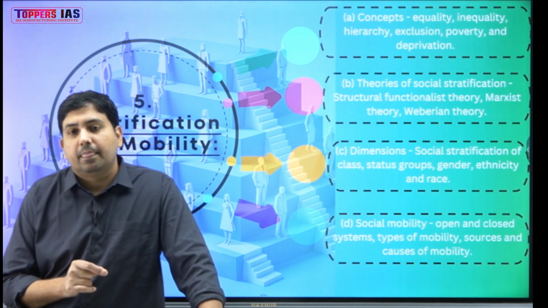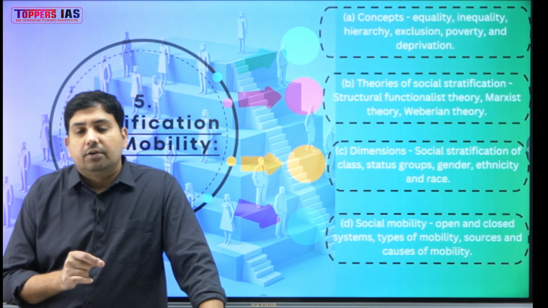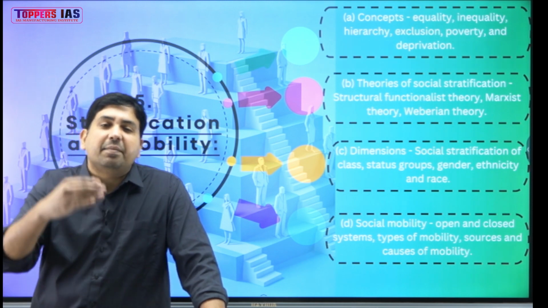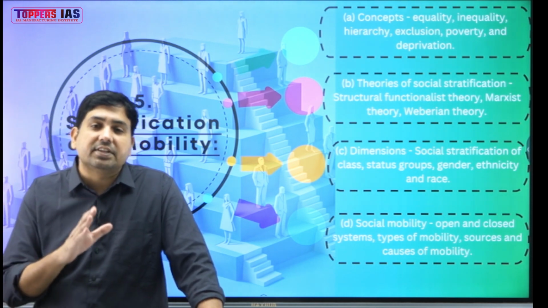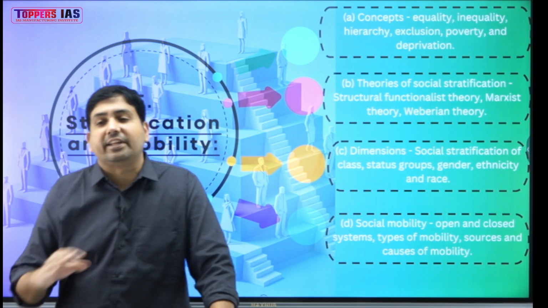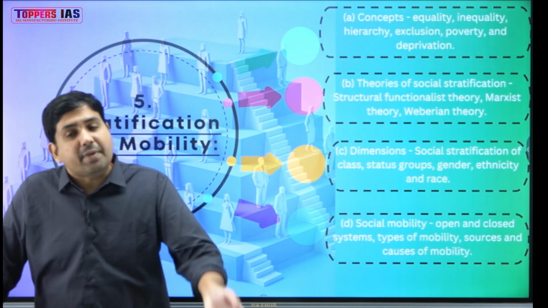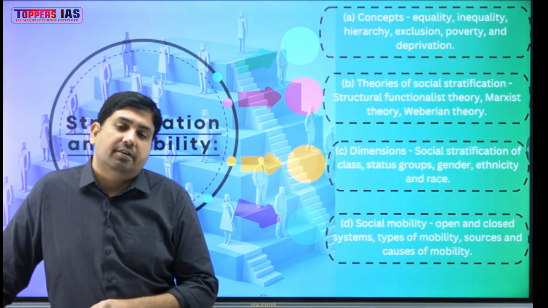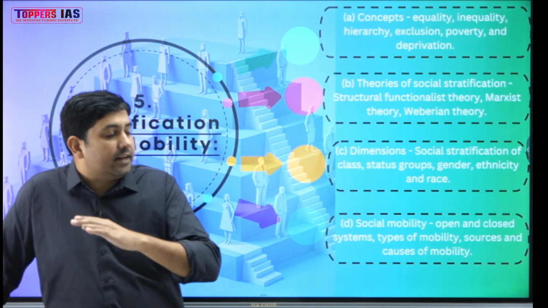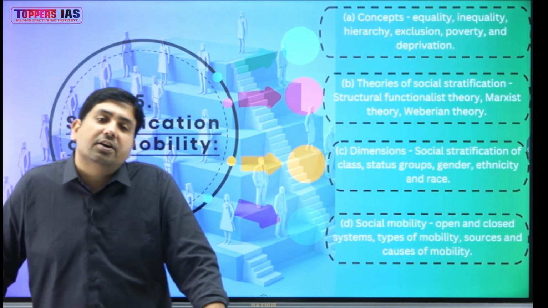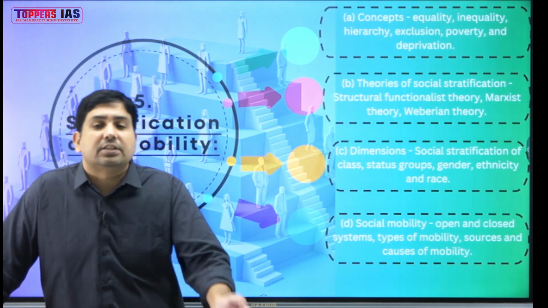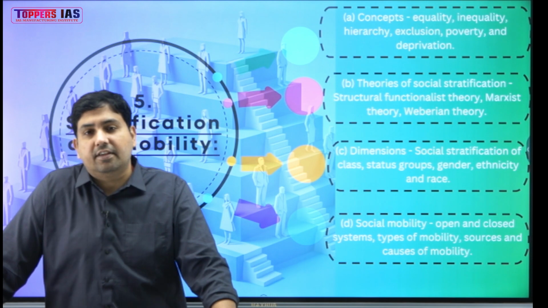Okay? So Karl Marx has described this capitalist class as the ruling class. He says this ruling class exploits the working class to maximize their profit, leading to inherent inequality in the society. So this is Karl Marx's thinking.